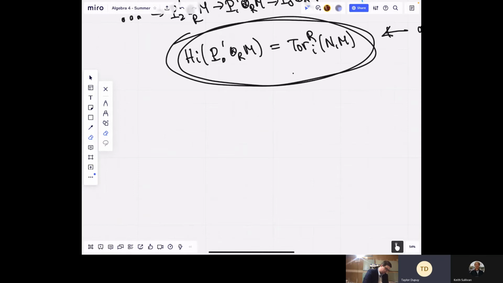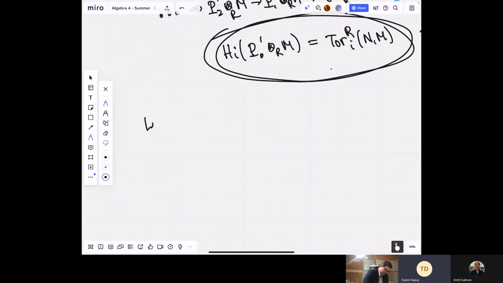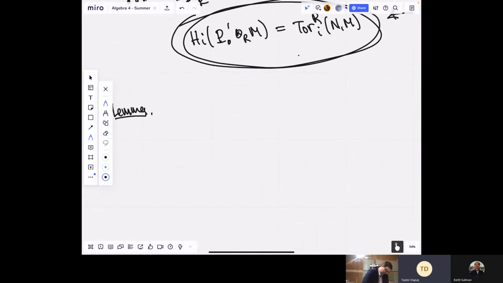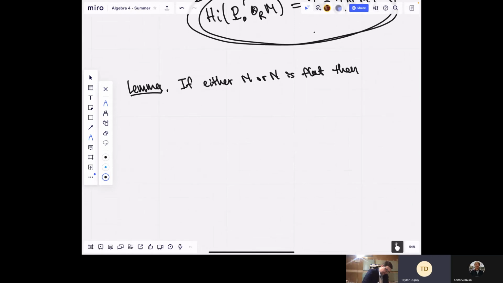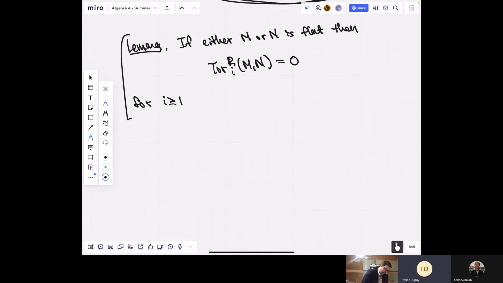So maybe we can write that out. Lemma: if m or n, if either m or n is flat, then Tor_i^R(m, n) is equal to 0 for i greater than or equal to 1. Okay. All right. So let's do the proof.